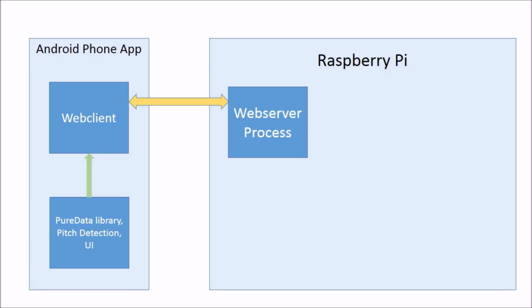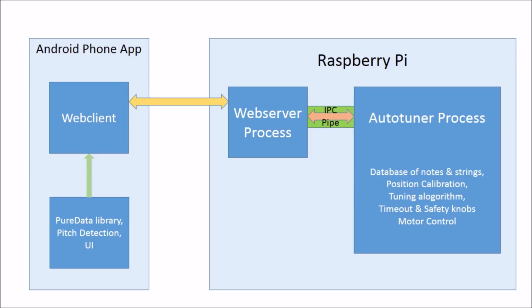Then I also added the web client on the Android phone to communicate with the web server that's running on Raspberry Pi. In addition to the web server, there is an Autotuner process that's running on Raspberry Pi, which does a lot of things, including it stores the database of notes and strings so that it knows which strings have which notes and what is the distance between those strings, etc.